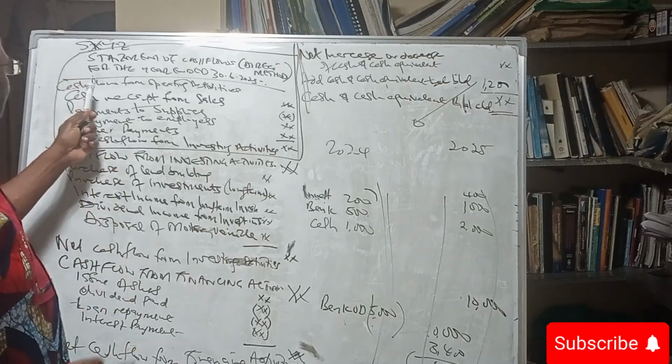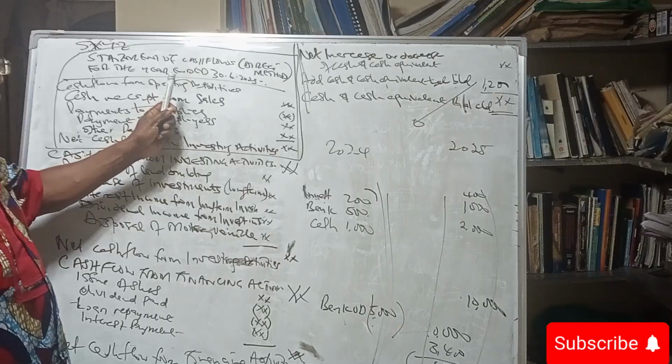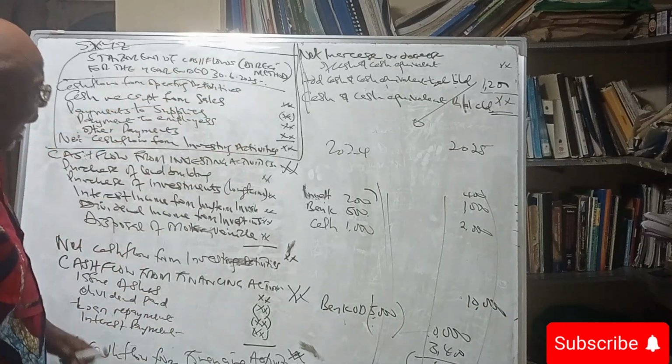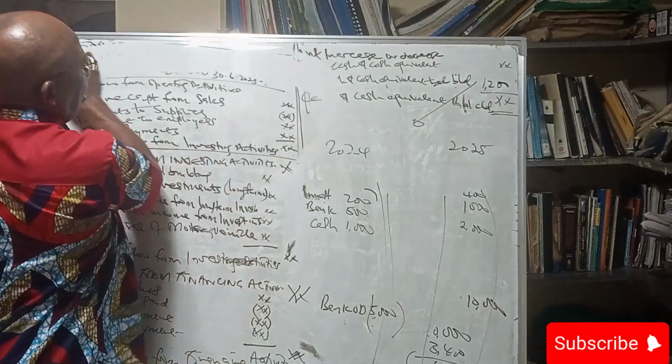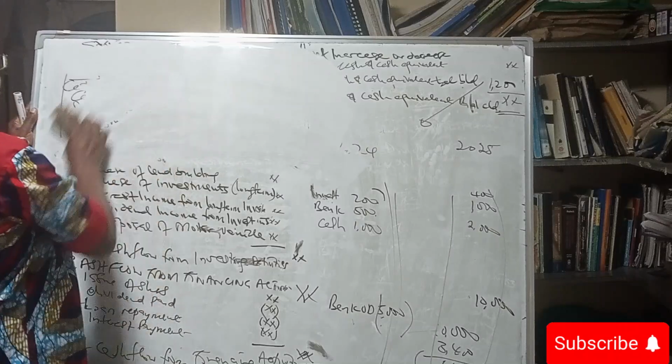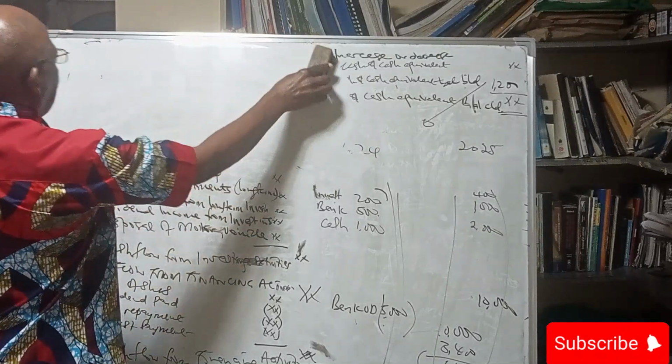I'm going to discuss cash flow from operating activities in the indirect method. The others are carried the same way.